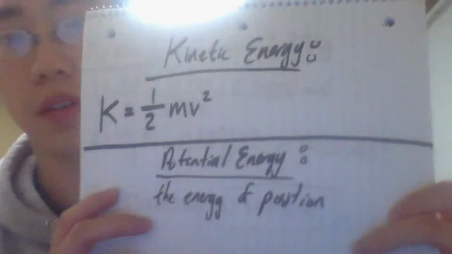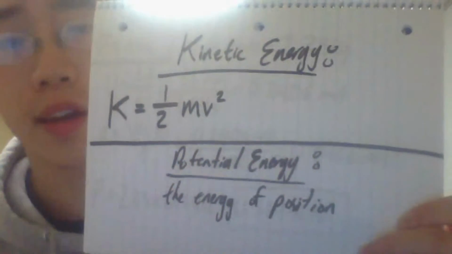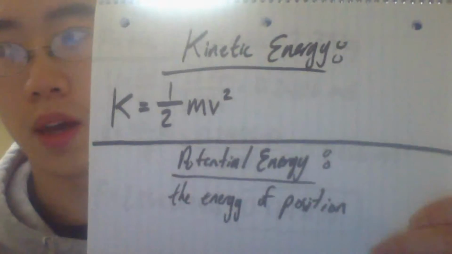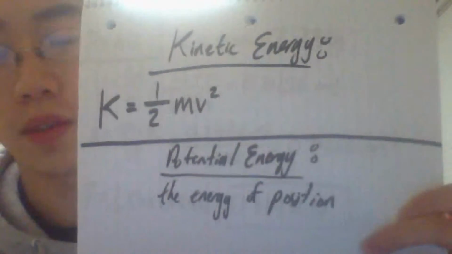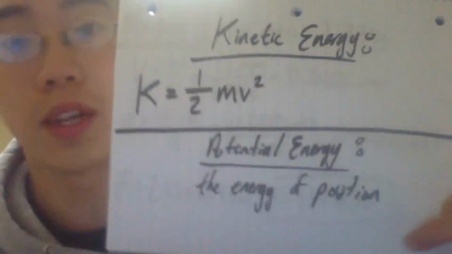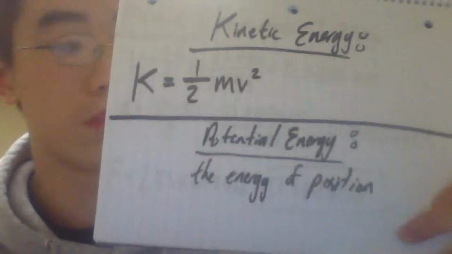The energy parts of work can be in kinetic energy, which is K equals half times mass times velocity squared, or potential energy, which is its potential energy at its resting position.